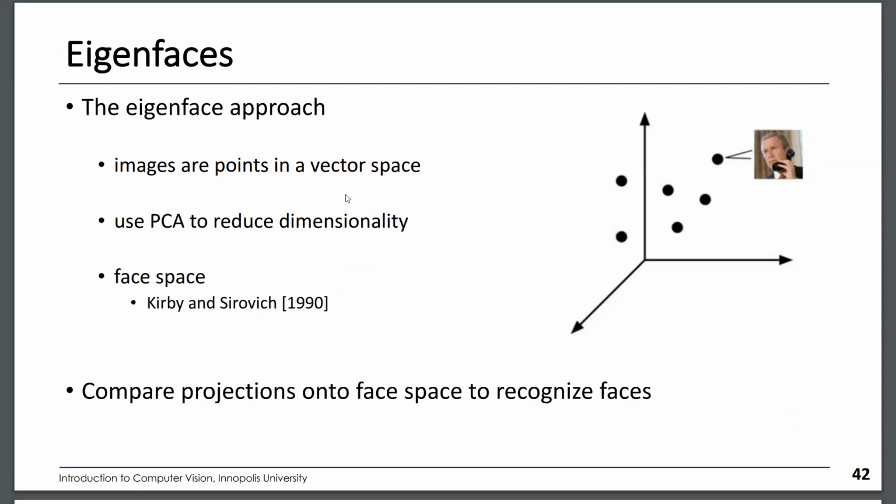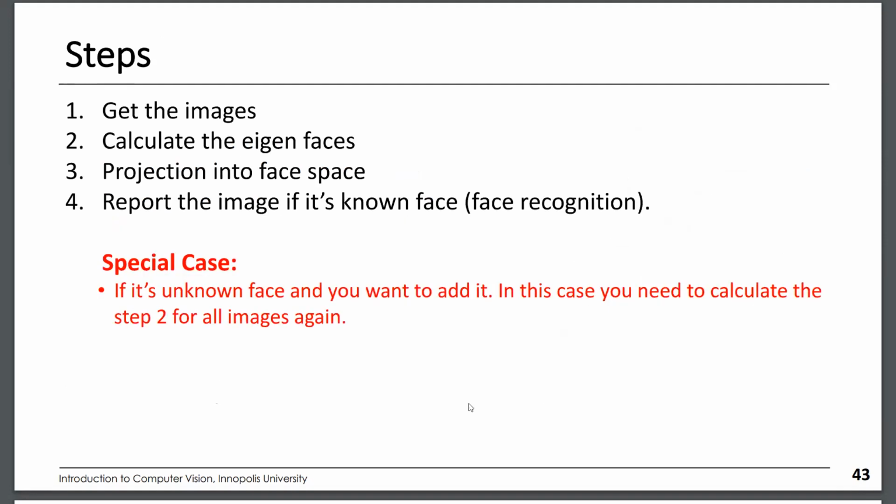So the eigenface approach is that images are points in a vector space. Use PCA to reduce the dimensionality and keep only the components which contain the largest variation in the image. And of course, the face space is where we will be doing the classification. So the closest faces to this new face that we get are going to take the name. So compare the projections onto face space to recognize the faces.